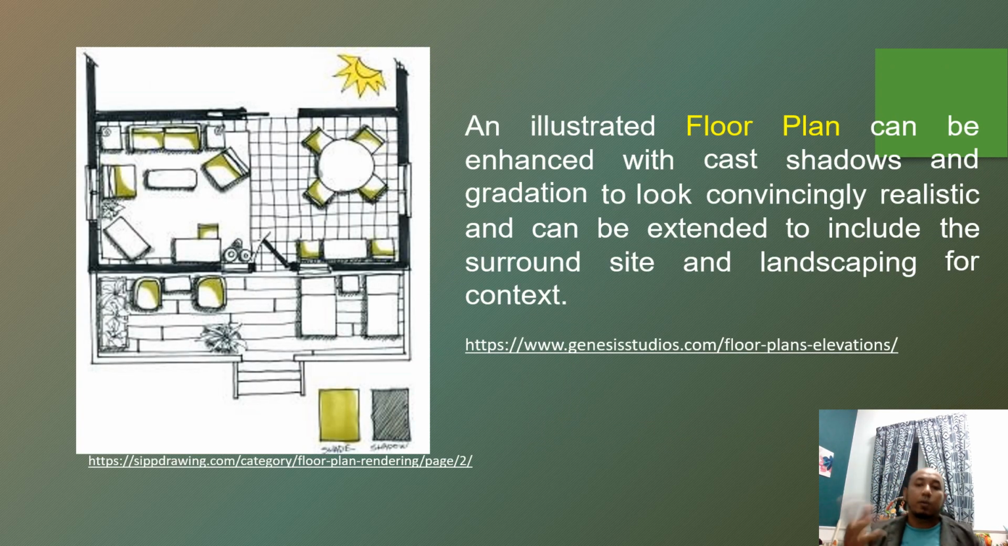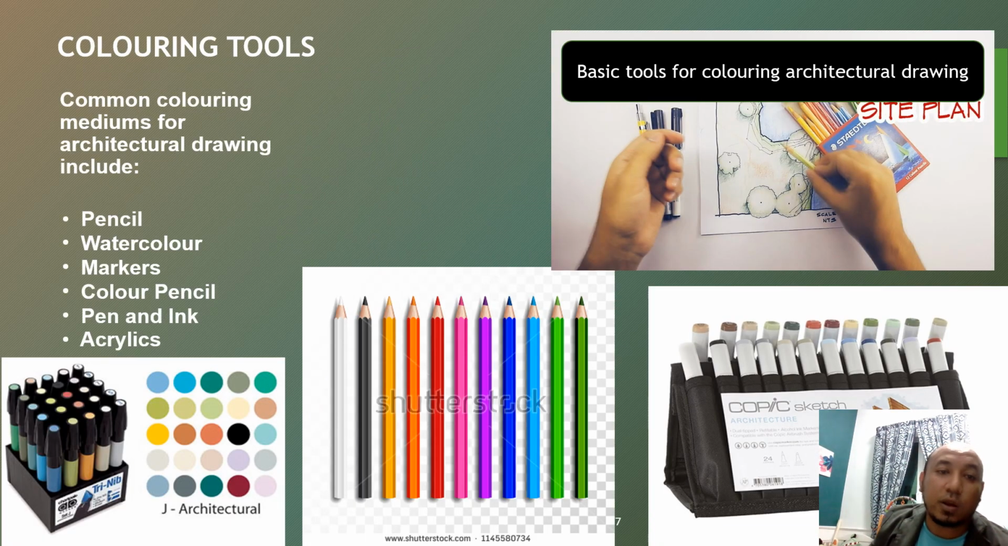Okay, so the illustrated floor plan can be enhanced with cast shadow and gradation to look convincing and realistic, and can be extended to include the surroundings and landscaping for the context. For example, here they place light, not a lamp, they place light or the sun. So it gives a slight effect to the furniture. They play with shadow. So when you look at a shadow like that, they use two colours only. So it looks a bit nicer.